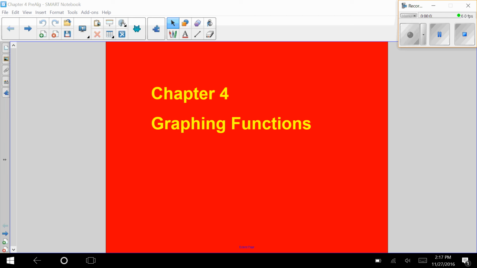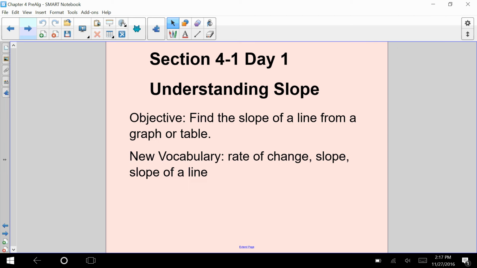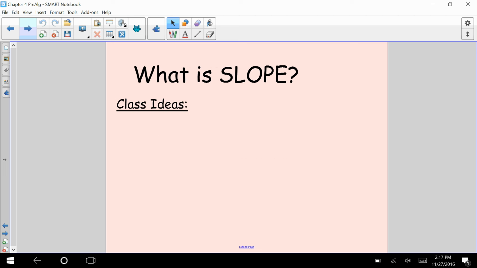This is Chapter 4, Graphing Functions. Section 1 is Understanding Slope. Our objective today is to find the slope of a line from a graph or table. Let's start with a quick discussion. What do you think slope is? Take a moment to think about it before we go through our definition.